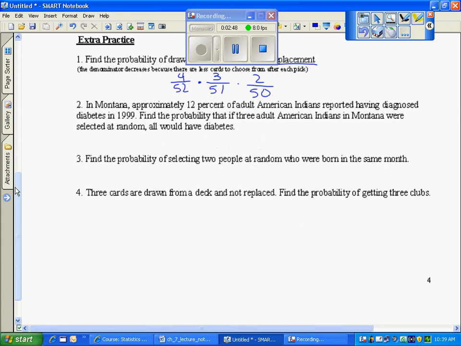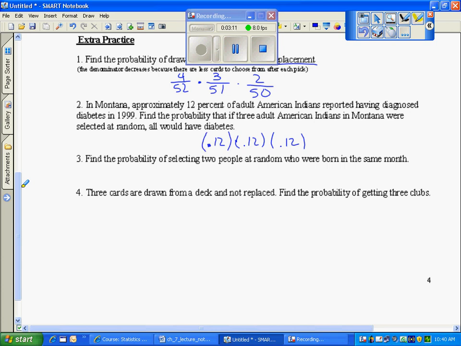Okay, 12% of adult American Indians report having diagnosed diabetes. Find the probability that if 3 adult American Indians were selected at random, all would have diabetes. So the probability that my first person and my second person and my third person would have diabetes would be multiplying those decimals. It's an "and" situation.